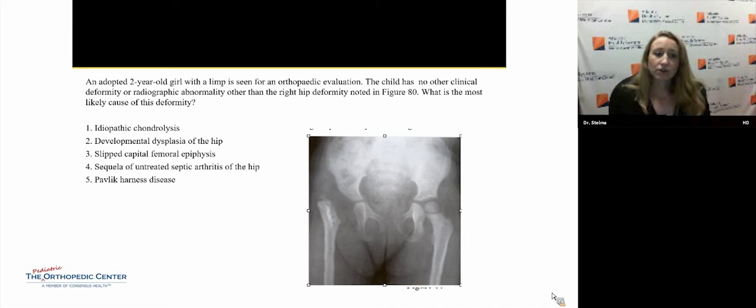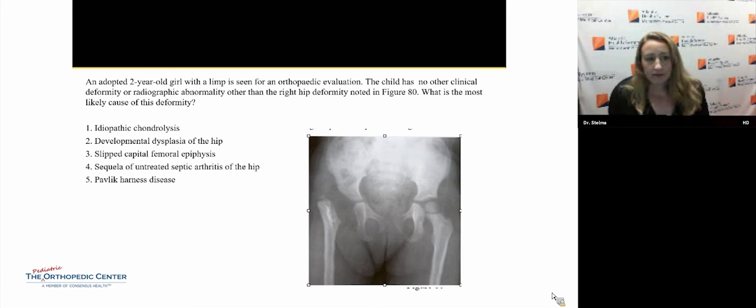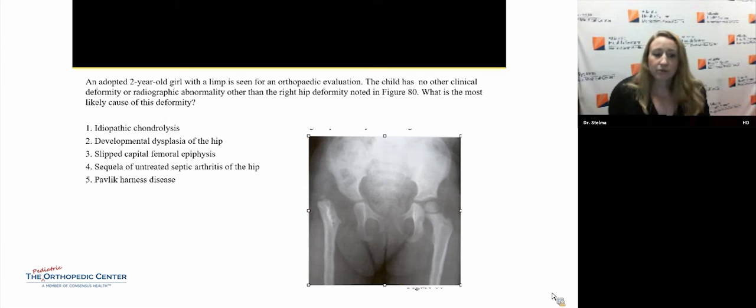An adopted 2-year-old girl with a limp is seen for an orthopedic evaluation. The child has no other clinical deformity or radiographic abnormality other than the right hip deformity noted in this picture. What is the most likely cause of this deformity? Idiopathic chondrolysis, developmental dysplasia of the hip, a slipped capital femoral epiphysis, the sequelae of untreated septic arthritis of the hip, or Pavlik harness disease.